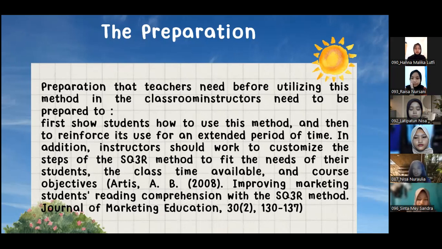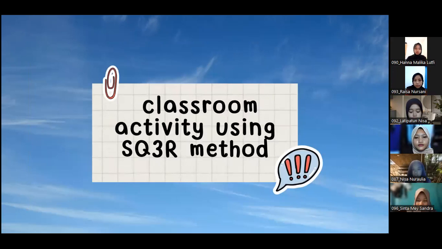Thank you, Raisa, for your presentation of disadvantages and preparation of SQ3R and how we can deal with them. Finally, we have Hanna, who will tell us about a classroom activity that we can do to practice SQ3R with our classmates. So Hanna, the time is yours. All right, thank you, moderator, for the opportunity. For the last explanation, I will give an example of a class activity that a teacher can do with this method.